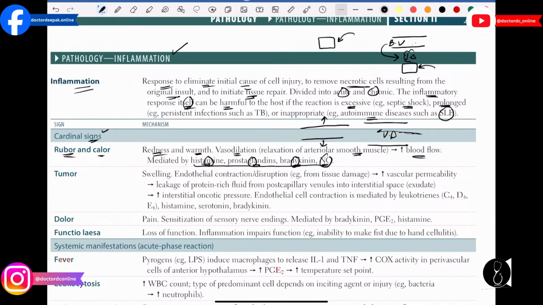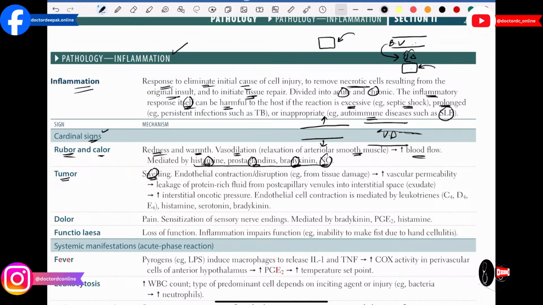You guys also feel that when there is inflammation in our body, that area is going to swell. So what is the mechanism behind this swelling? First of all, this is the cardinal sign which is called tumor. Tumor means the swelling at the inflammatory site in your body. So what is the mechanism behind this?